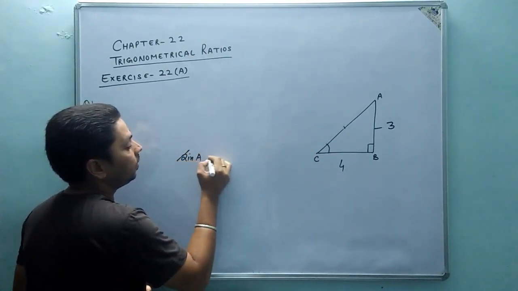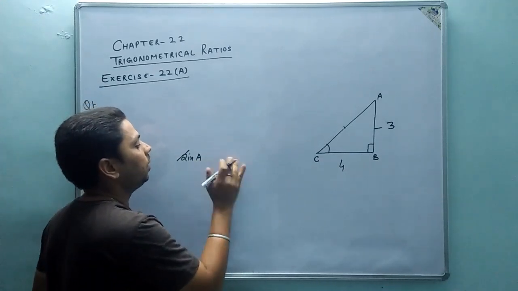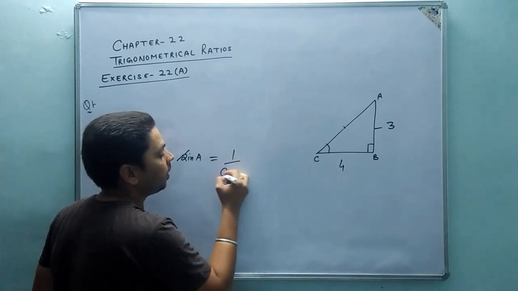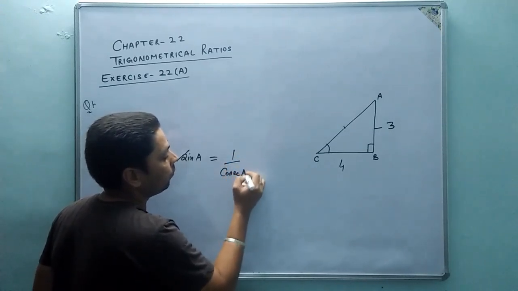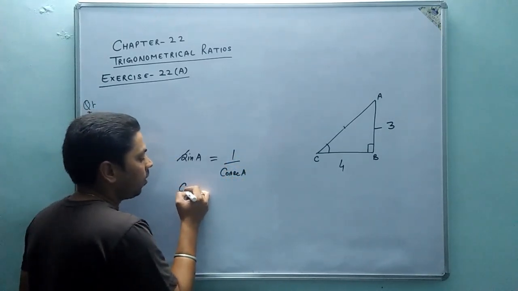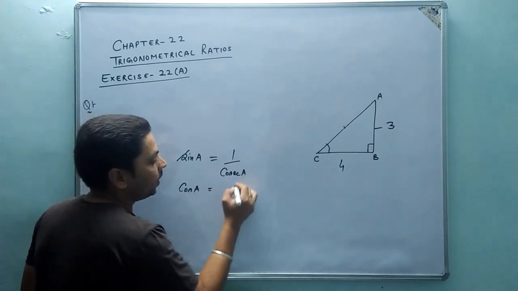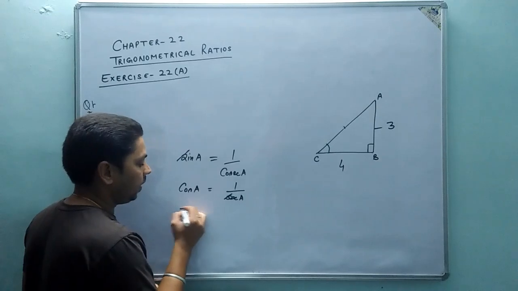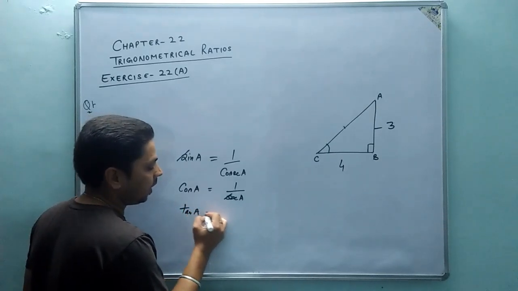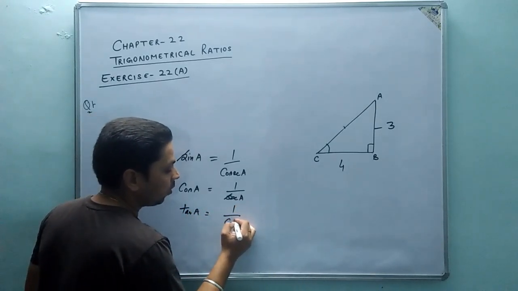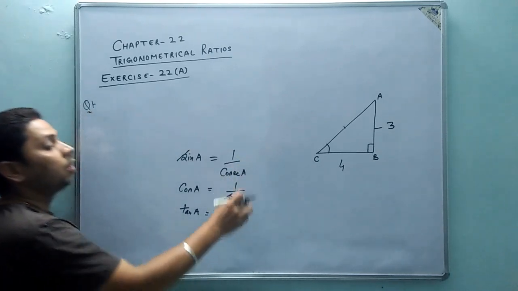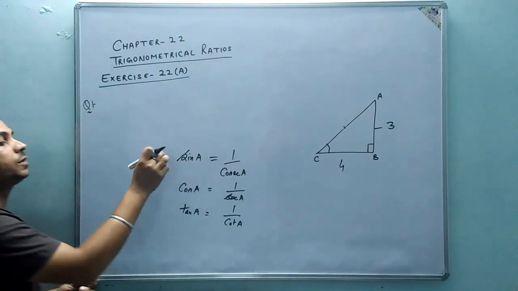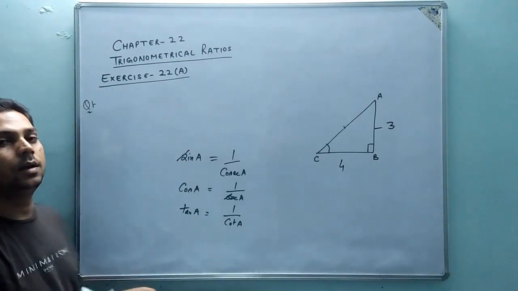Sine of A, sine of theta or sine of A can be written as 1 upon cosecant of A. Then we have cos of A can be written as 1 upon secant of A. Then we have tan of A can be written as 1 upon cot of A. So cosecant, secant and cot are the inverse of sine, cos and tan respectively.